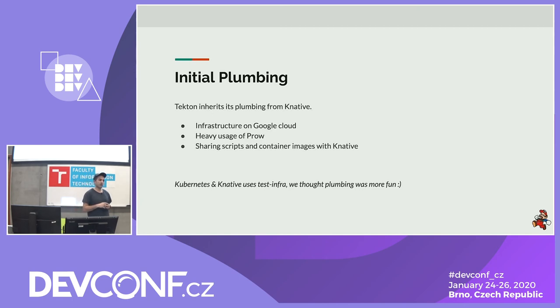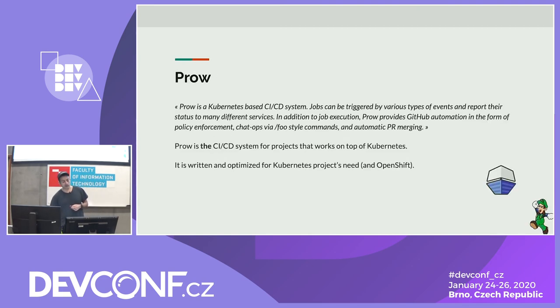And one of our goals, and what I've discovered in this presentation, is how we can untie ourselves from Prow, and really do Tekton on Tekton, and be able to dogfood ourselves. Because a lot of the stuff that we are doing is the stuff that people have been asking us, so we are trying to get there. So that's the initial plumbing. So Prow, yeah, I was explaining.